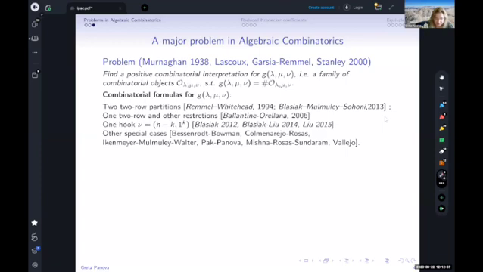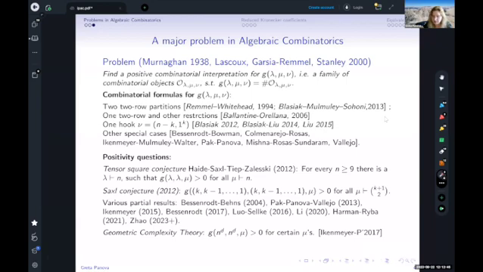There are other questions you can still ask. A combinatorial formula is really maybe the end game, but before that we can ask about positivity. So when are these coefficients positive? In particular, there are a bunch of conjectures. The tensor square conjecture says that for every n there exists some partition lambda such that g of lambda, lambda, mu is strictly bigger than 0 for all partitions mu of n.